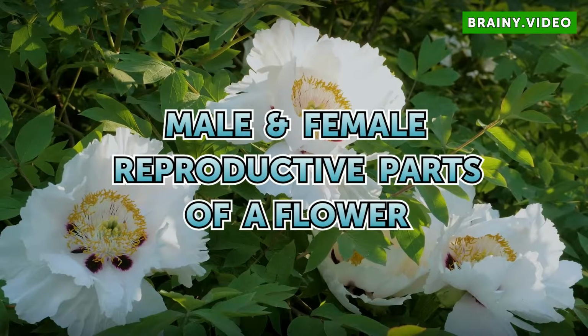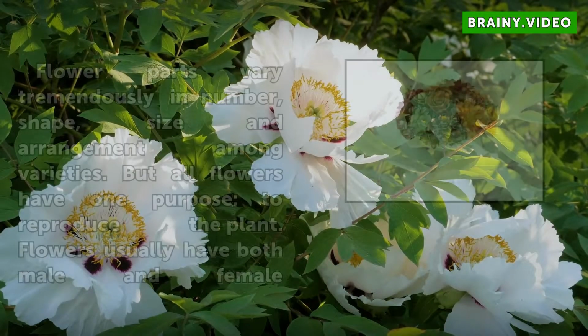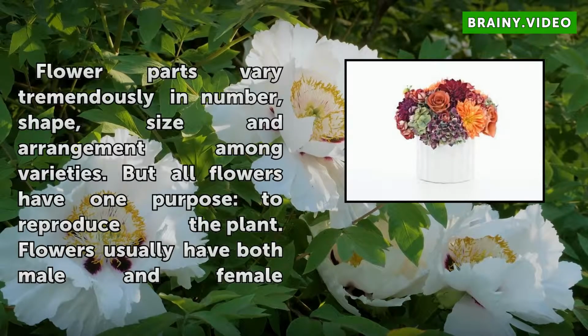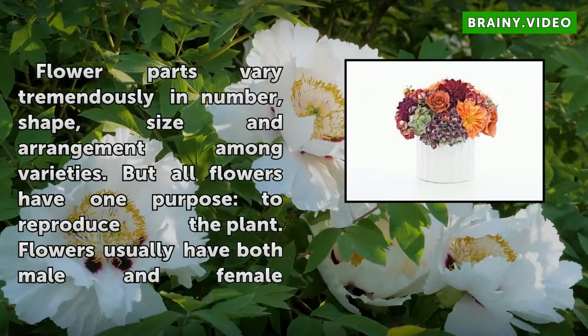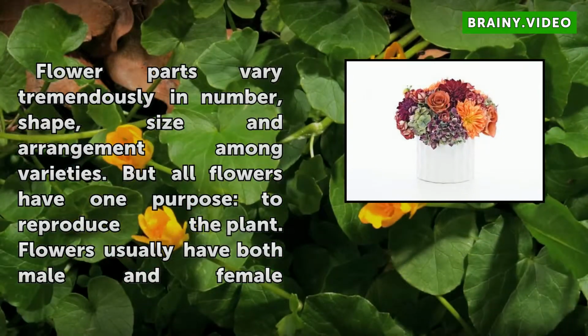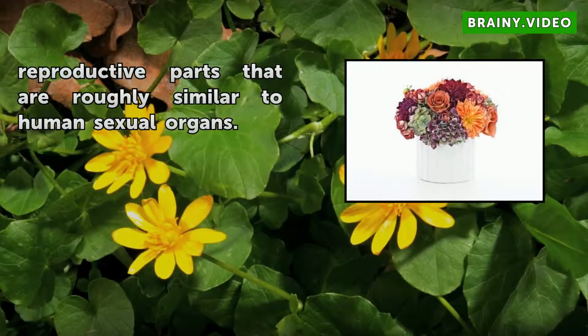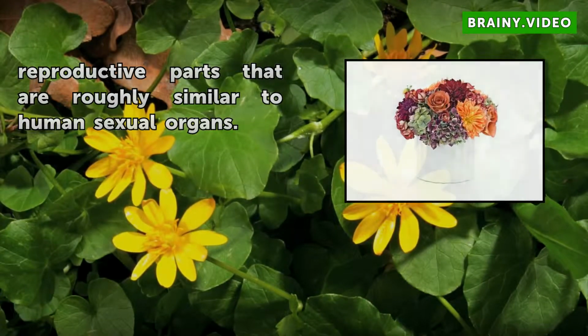Male-female reproductive parts of a flower. Flower parts vary tremendously in number, shape, size and arrangement among varieties. But all flowers have one purpose: to reproduce the plant. Flowers usually have both male and female reproductive parts that are roughly similar to human sexual organs.